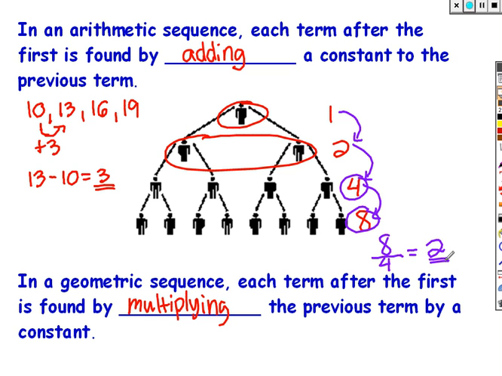So arithmetic sequences, there's a constant difference found by subtracting consecutive terms. Geometric sequence, there's a constant ratio, which you get by dividing consecutive terms.